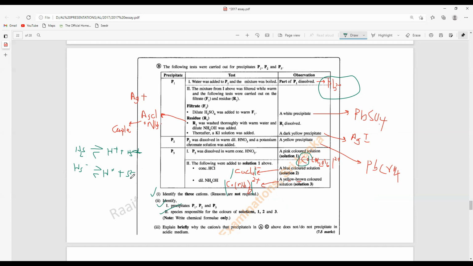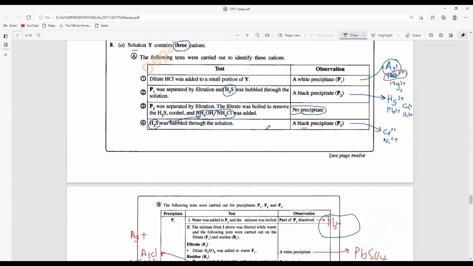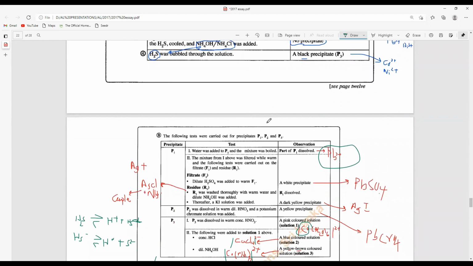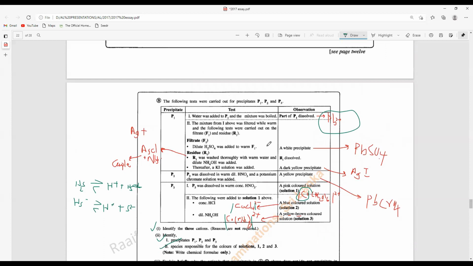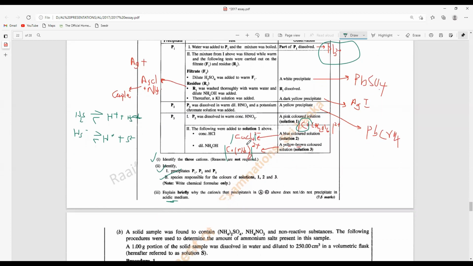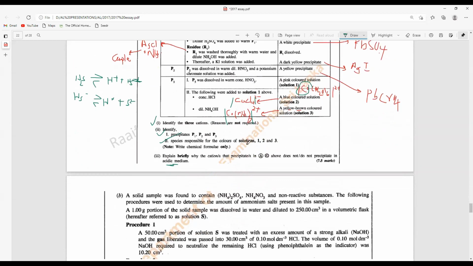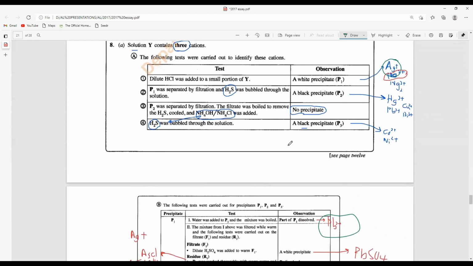So why does this precipitate not form in acidic medium? Because the S2- concentration is not enough to exceed the KSP values of the precipitates that are formed at group 4. So this is a very nice question where cation analysis was tested. And this is the end of the qualitative lesson.